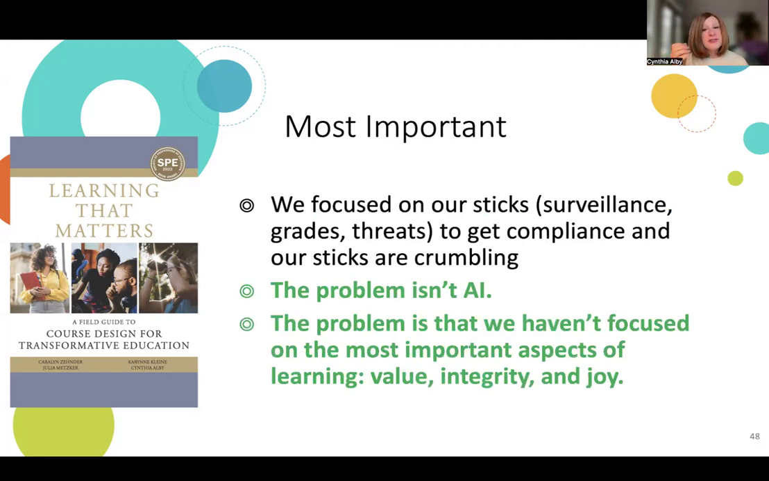We used to focus mostly on sticks. People talk about carrots and sticks. We focused on sticks. We watched what they did. We told them if they didn't do what we wanted, we were going to give them a bad grade. We threatened them. And all that's kind of crumbling. But it's not crumbling because of AI. The problem is not AI. The problem is that we haven't focused on the most important aspects of learning: value, integrity, joy. These are the things that matter. And we've really strayed from thinking about those things. Again, that's what I want to do in this class: think about those things.